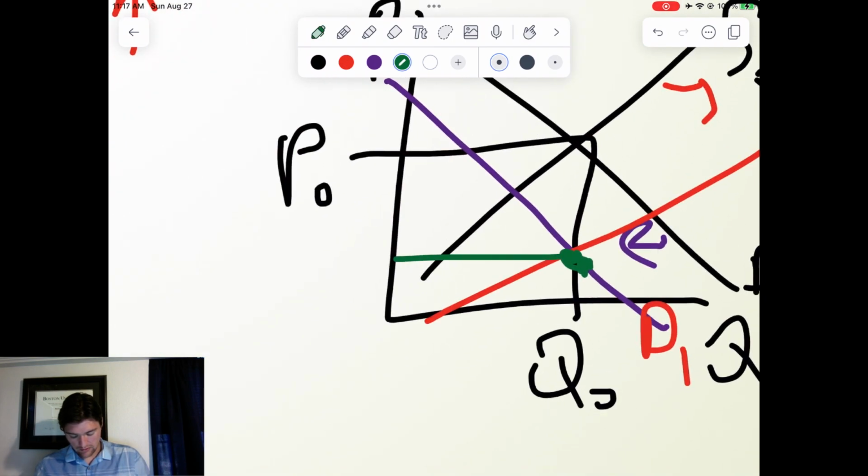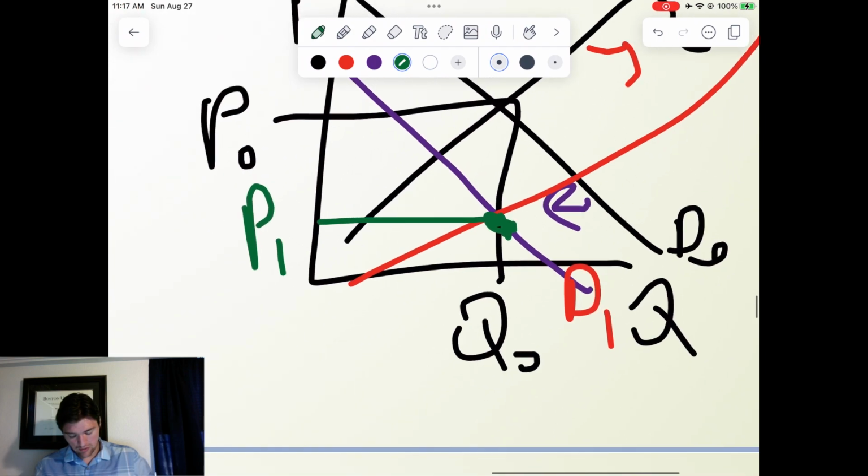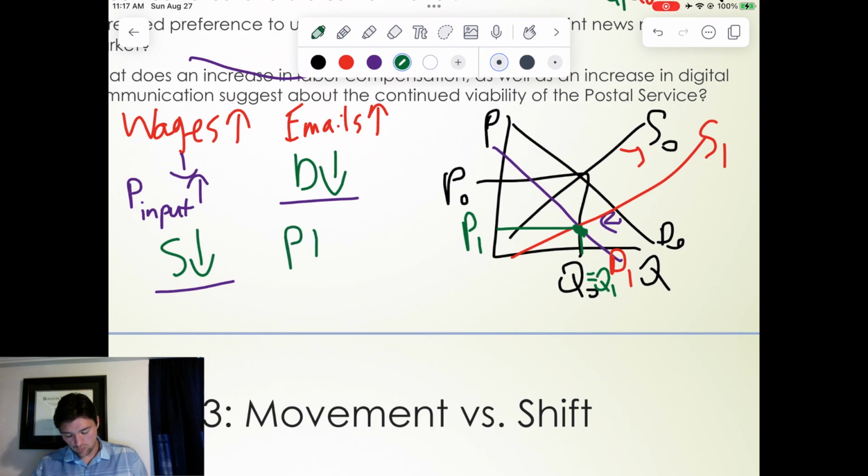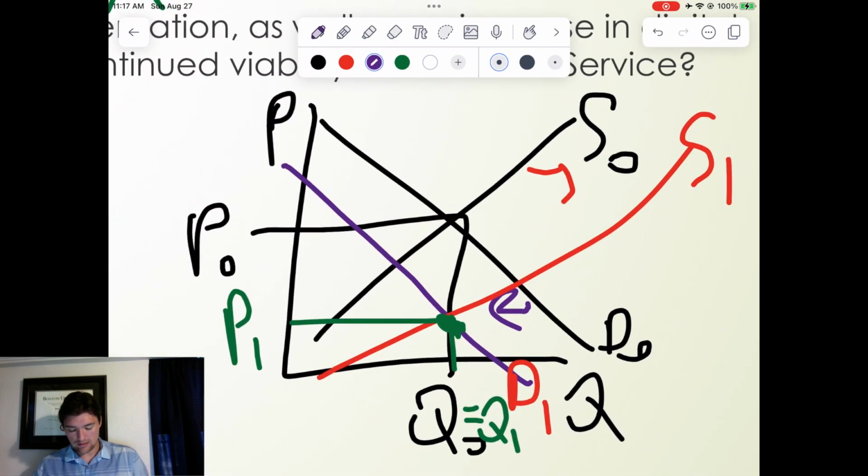Right there. So this is P1, and then this is Q1, which is the same as Q0. So in this scenario, because we're having this going on, we know that price goes down and quantity stays the same. Or what if I were to draw it a different way? What if I were to draw supply like this?